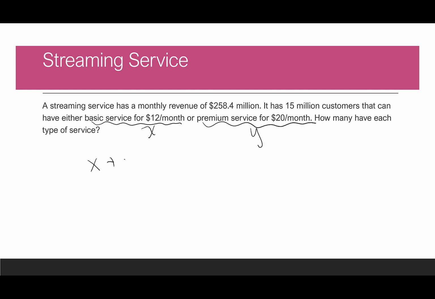So if I add X plus Y together, I have 15. And let's say this is a million. So the number of people that have the $12 a month service plus the number with the $20 a month service totals 15 million altogether. Now everybody that's an X pays $12. So that's 12X. Everybody with the premium pays $20. That's 20Y. And together they get 258.4 million.